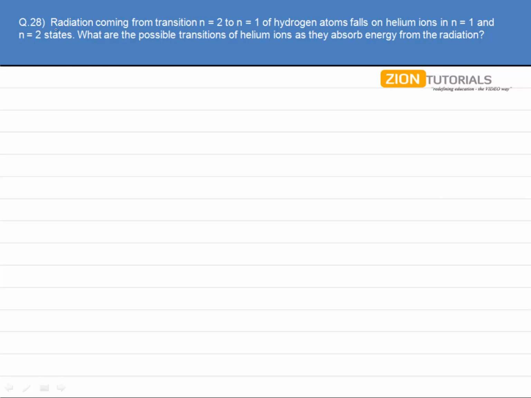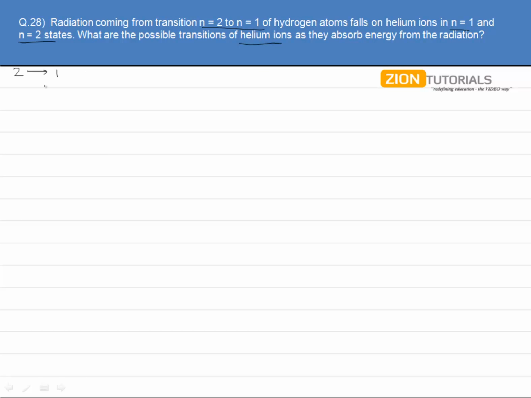As the question says, radiation coming from a transition n equal to 2 to n equal to 1 of a hydrogen atom falls on helium ions in n equal to 1 and n equal to 2 states. What are the possible transitions of helium ions as they absorb the energy from the radiation? Now, we have been given that the transition is from orbit 2 to orbit 1.